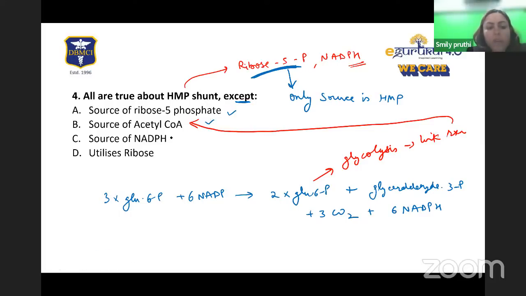Option B. It is a source of NADPH. Yes, I told you it is a source of NADPH. It is the major source of NADPH, right? Then it utilizes ribose. This is wrong. Okay, it produces ribose 5-phosphate, does not utilize, right? So answer is D. Okay.